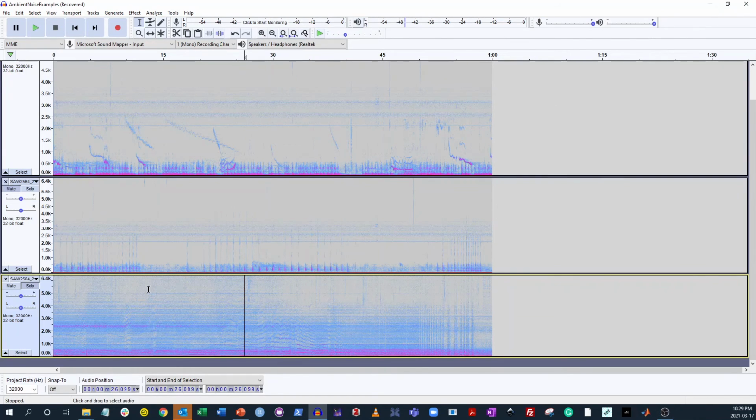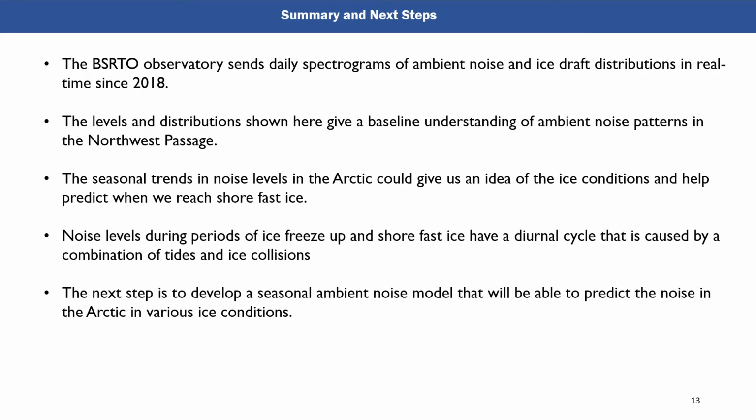So that was a really quick tour of what we hear underwater. So what I shared today is just a background understanding of what the ambient noise levels are at BSRTO, and how those levels change with the seasonality of the ice.